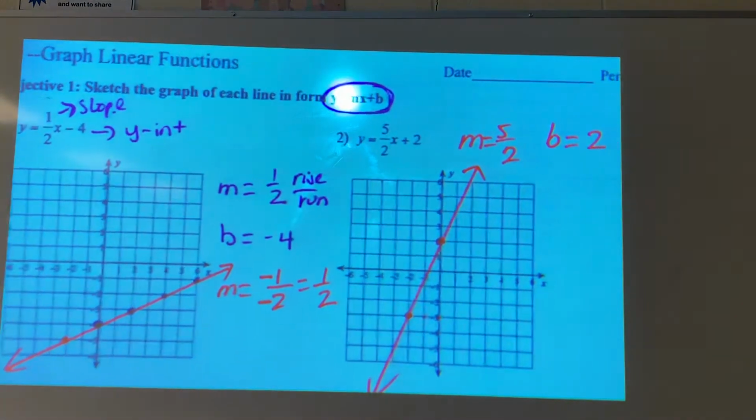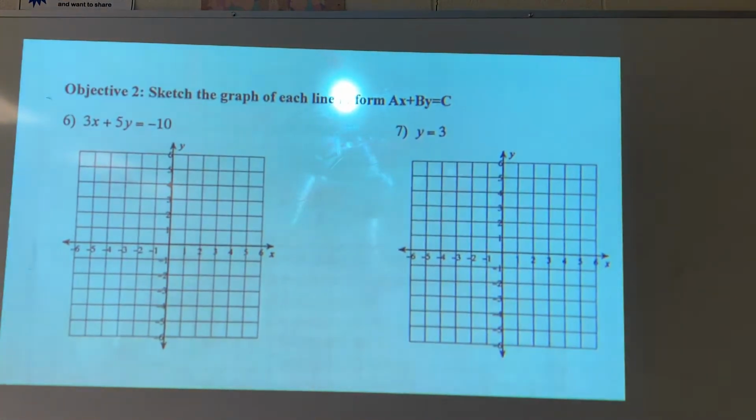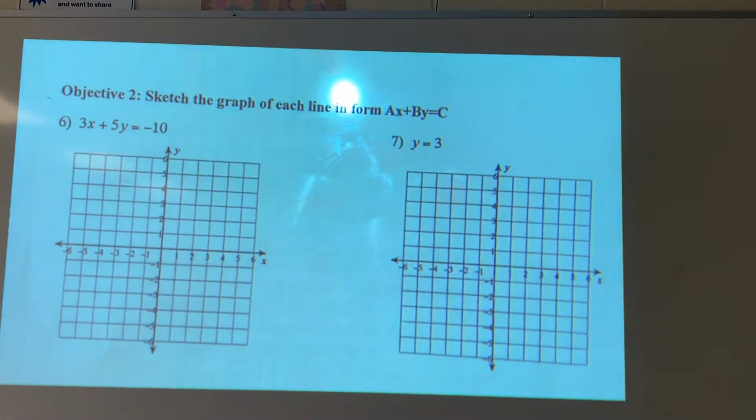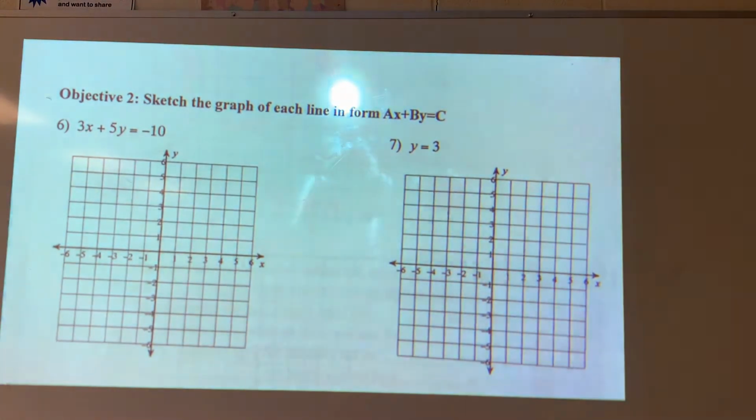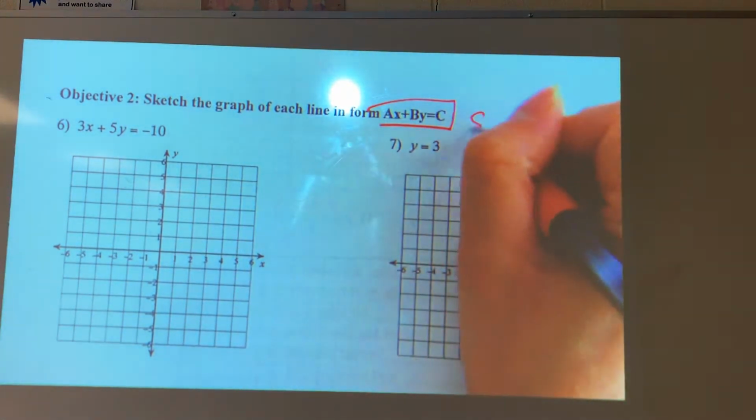Okay, go ahead and pause the video so that you can practice the next 2 problems, 3 and 4. Okay, welcome back. After you've done those practice problems, let's look at the next type of line. It's still a straight line, but in a different form. The last one was slope-intercept, and the next one we look at is called standard form.